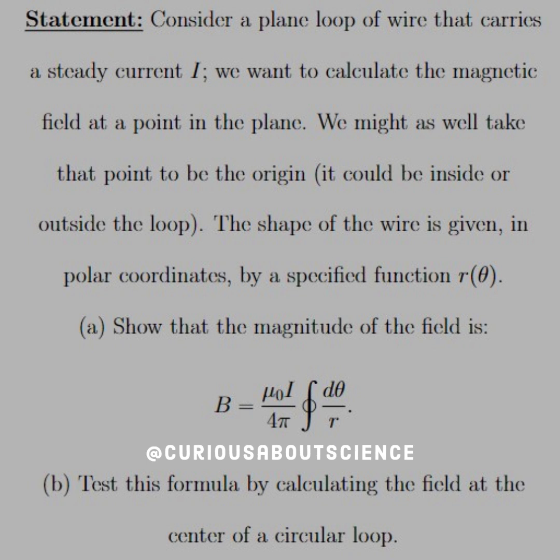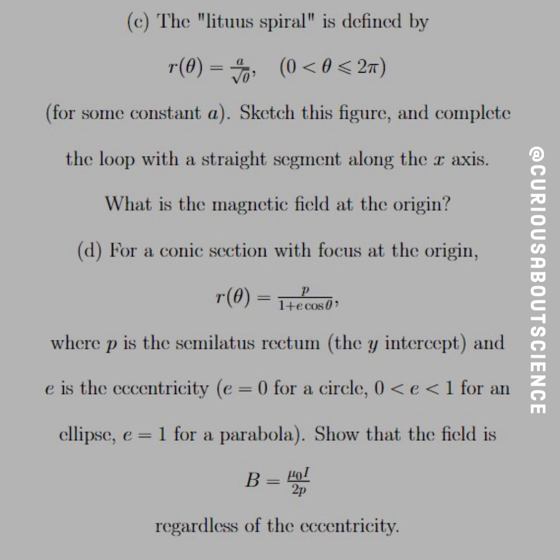A. Show that the magnitude of the field is B equals mu naught I over 4 pi, closed integral d theta over r. B. Test this formula by calculating the field at the center of a circular loop. C. The lattice spiral, I don't know if I'm pronouncing it right, is defined by r of theta equals a over square root theta, from 0 to 2 pi, for some constant a. Sketch this figure and complete the loop with a straight segment along the x-axis. What is the magnetic field at the origin?